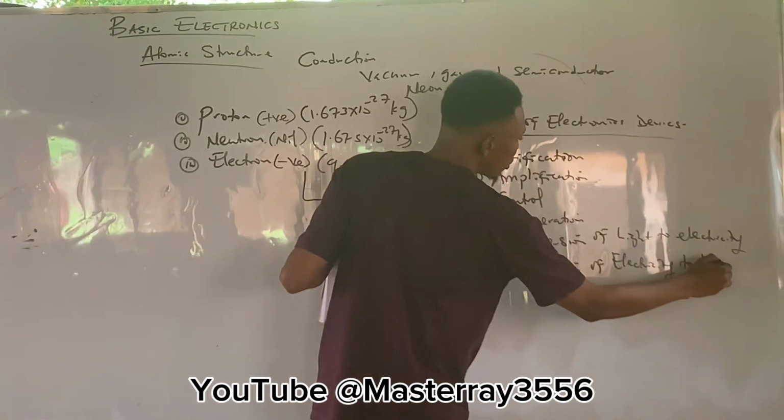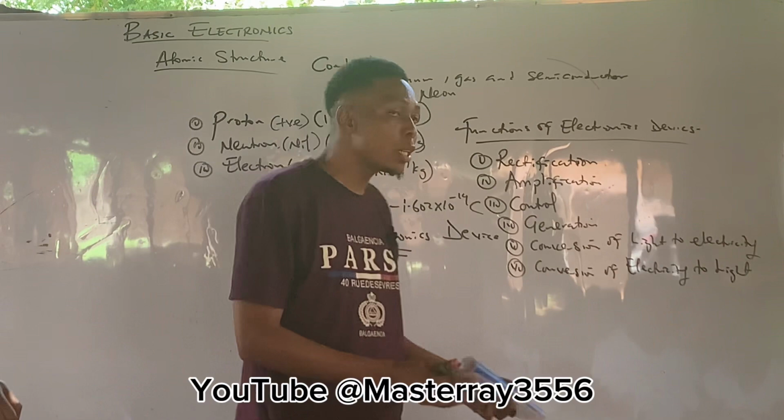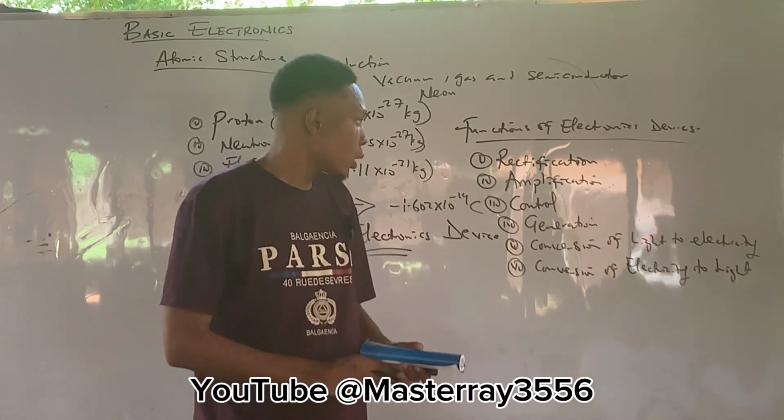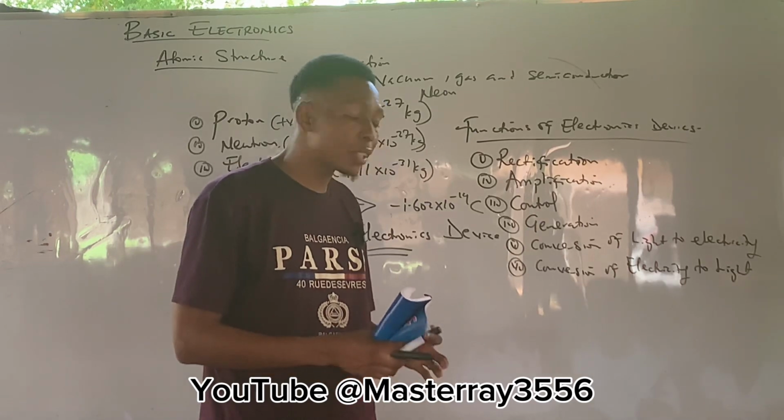Electricity to what? Light. So these are the functions performed by what? Electronic devices. Okay, when you are converting your AC signal to what? DC signal, that is your rectification.